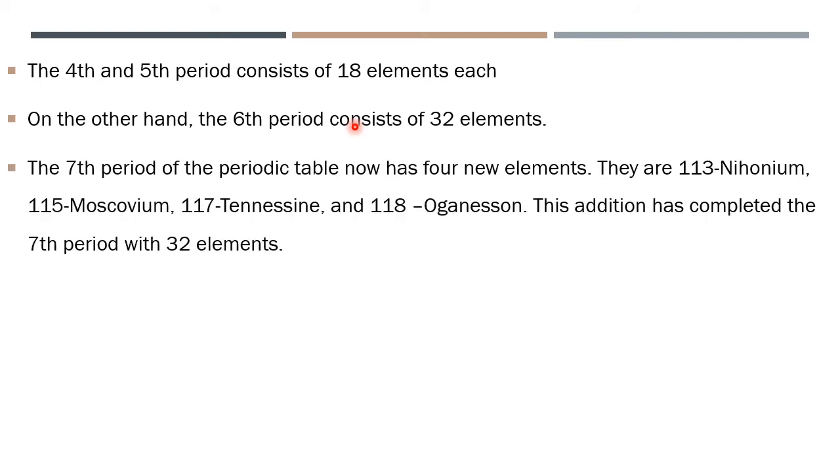And the last period, the seventh period of the periodic table, now has 4 new elements. They are atomic number 113, nihonium; atomic number 115, moscovium; atomic number 117, tennessine; and atomic number 118, the name of this element is Oganesson. So these are the newly discovered elements which are included in the seventh period, making it complete. Earlier the seventh period was incomplete. Now, because of the discovery of 4 new elements, the seventh period is complete with 32 elements.